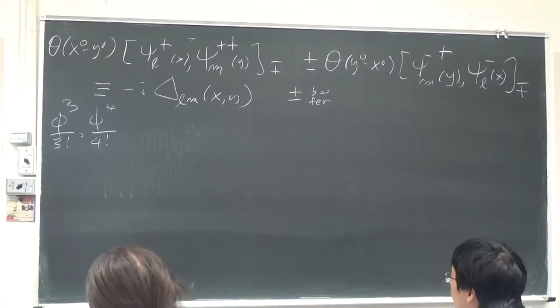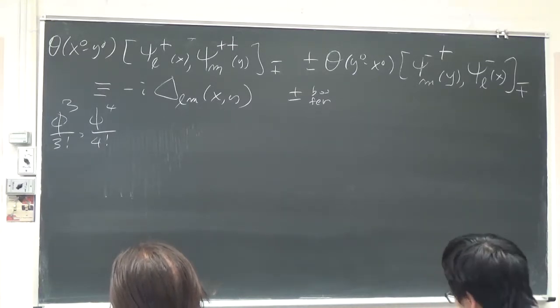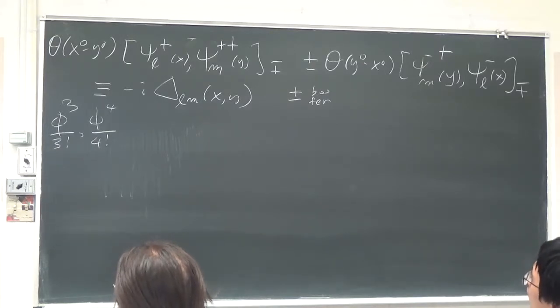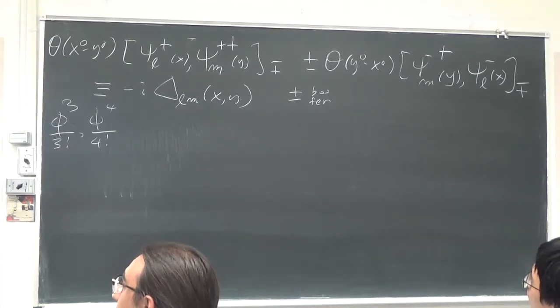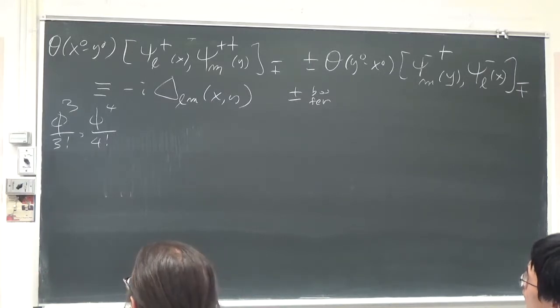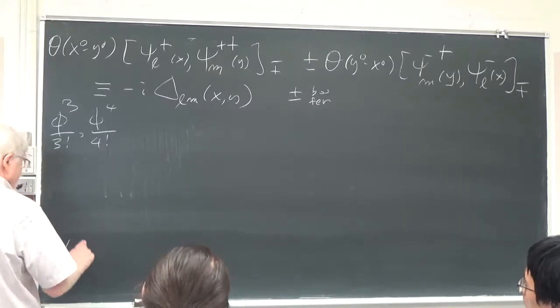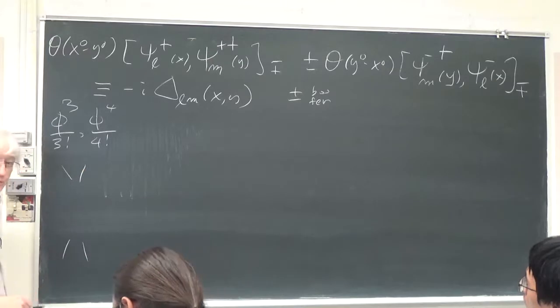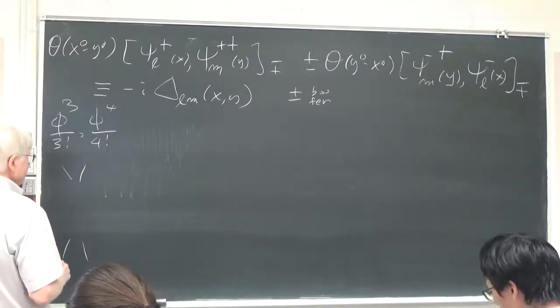Why does phi cubed give you interactions? Why does phi to the 3 give you self-interactions? Why is it an interaction? Great question. Let's just imagine we have two particle to two particle scattering.